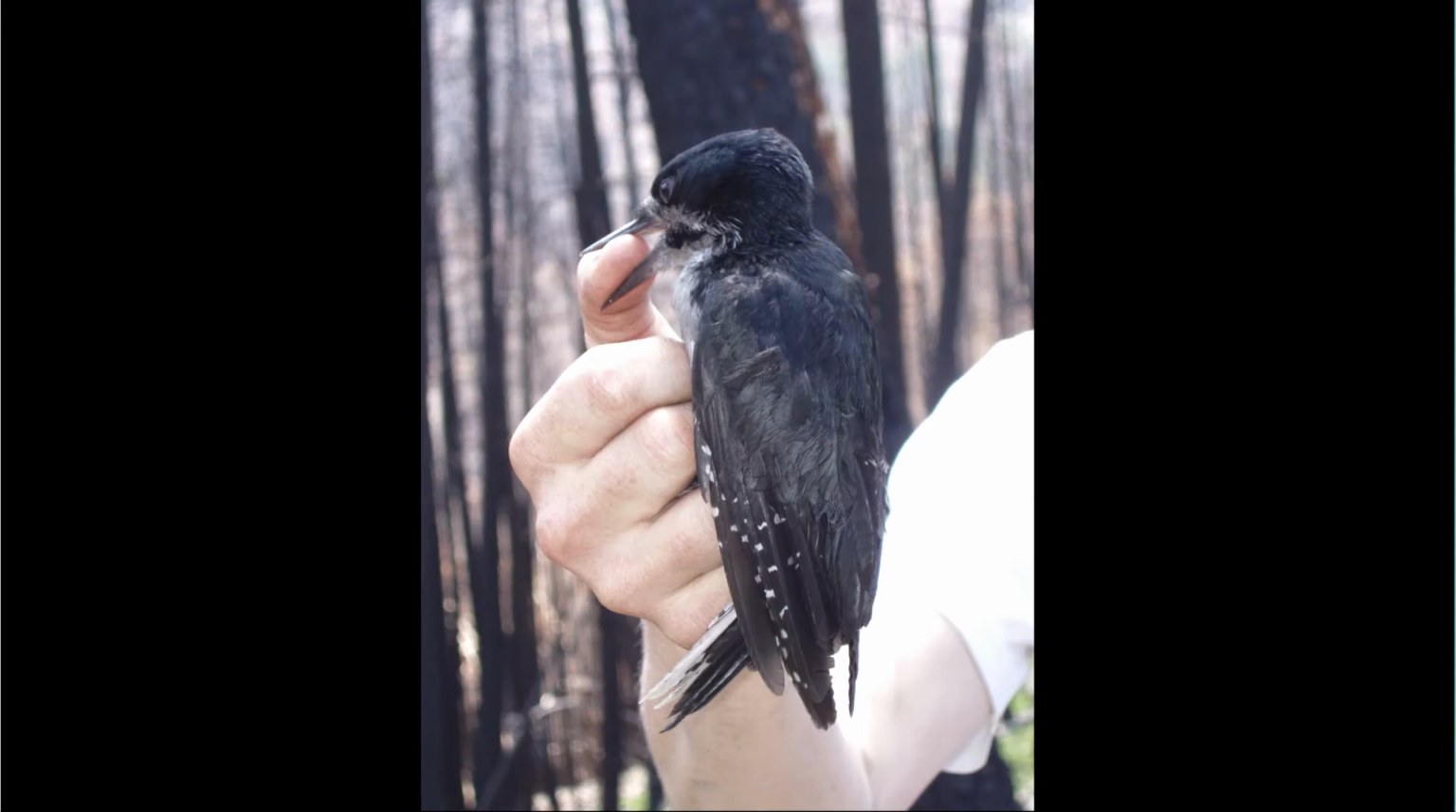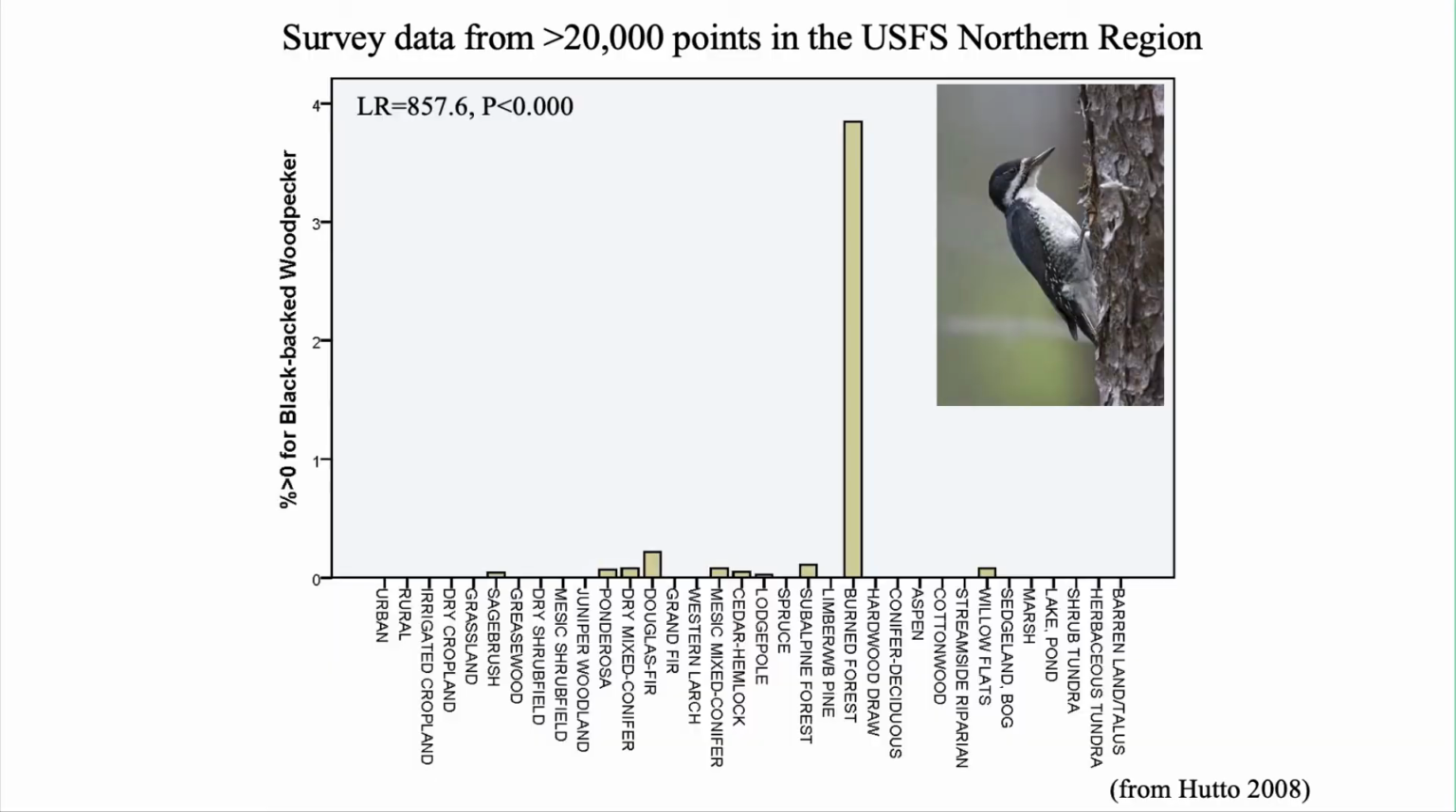Or how about the black-back woodpecker? Look at that black-back. Amazing. This is a bird that also depends on burned, standing dead trees because they specialize on eating the larvae of those beetles we just talked about. Our own survey data collected from what now constitute more than 20,000 points scattered across northern Idaho and western Montana show that the black-back woodpecker occurs in burned forests to the near exclusion of any other vegetation type or condition.